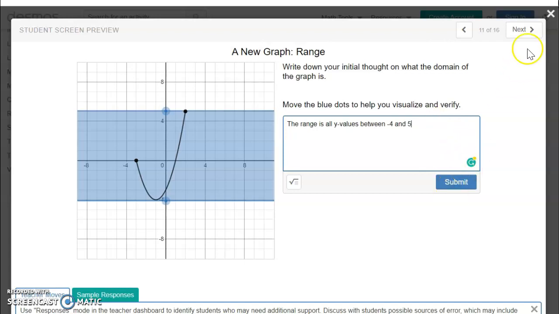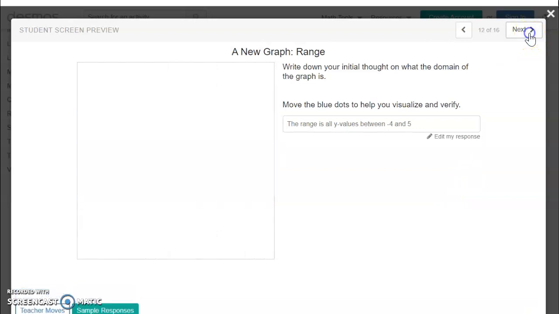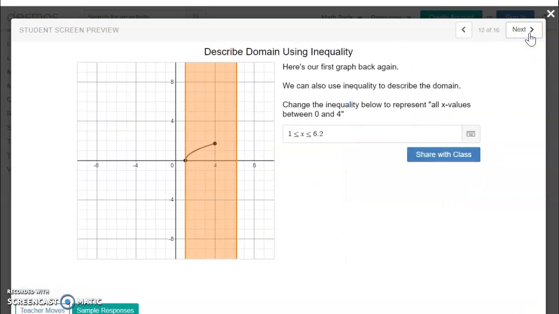So that's what I would say, and then submit there. Okay, all right, then what about the next? Okay, this time we are going to try to describe it not in just words, but we're going to use mathematical inequality.